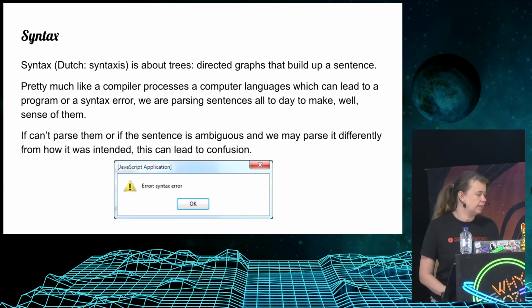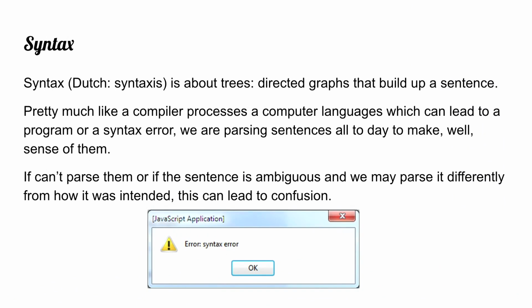Next up is syntax. So, syntax, and in Dutch we call it syntaxis, is about trees. So usually you can represent a sentence as a directed graph starting with sentence, and then you have a verb and a subject, and the subject consists of an article and a noun and so on. And what you do when you produce or understand a sentence is that you create or try to compile that syntax tree so that you understand what's being said. So that's what we're doing every day in conversation.